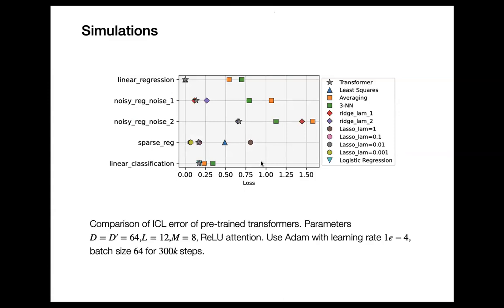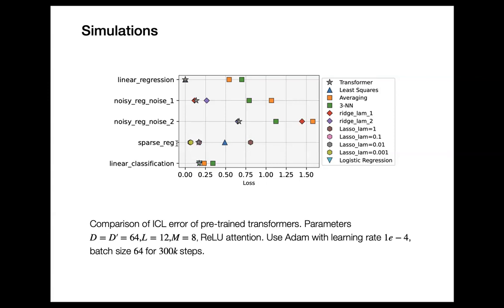Okay, so here there are some simulation results, and we train five different transformers on five different tasks: noiseless linear regression, noisy linear regression with two different noise levels, sparse linear regression, and linear classification. The x-axis is the test error. We pre-train these transformers using these different meta tasks and evaluate the test error. The first star is the test error of a transformer. As we can see across four different tasks, linear regression, noisy linear regression with two different noise levels, and linear classification, these pre-trained transformers all achieve competitive performance compared to least squares regression and logistic regression.